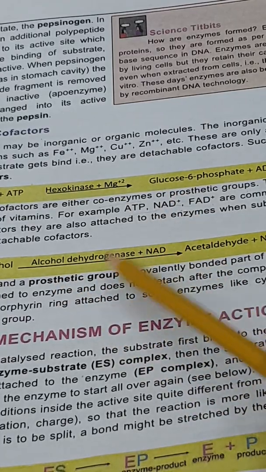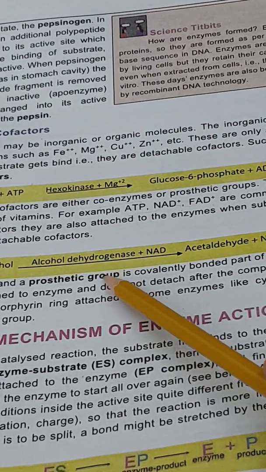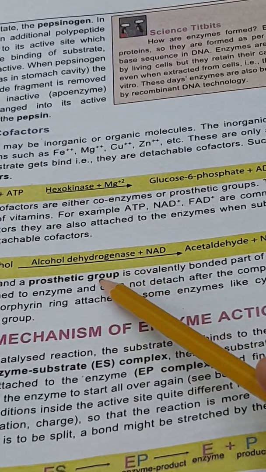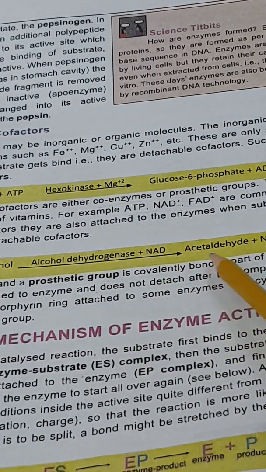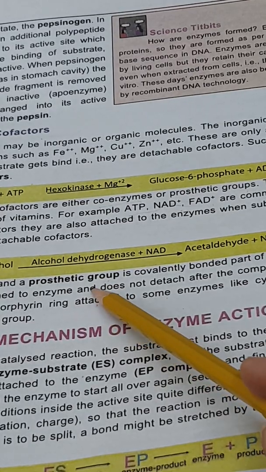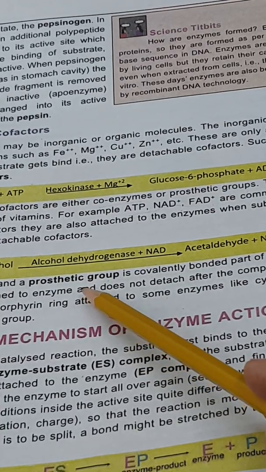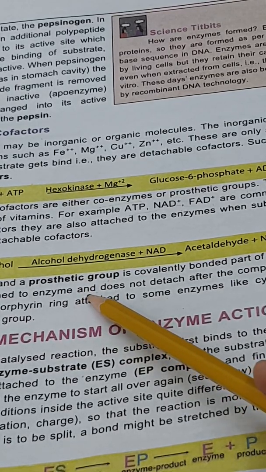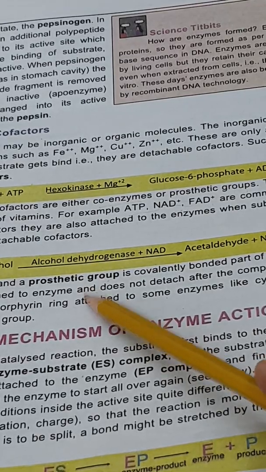While the prosthetic group is a group of organic molecules that attach to the enzyme, their attachment is permanent, meaning they are covalently bonded with the enzyme and they don't detach from the enzyme during their chemical reaction. They are the permanent members of the enzyme, a structural part of the enzyme, and they don't detach from it after the activity.